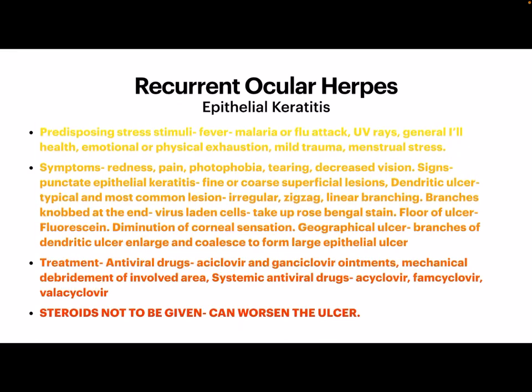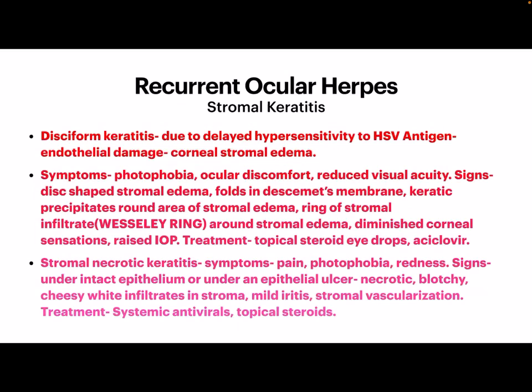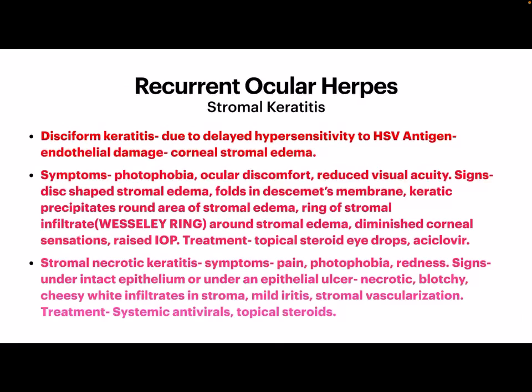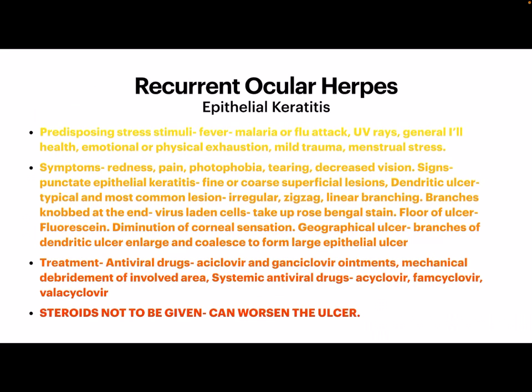Now, each of these conditions, epithelial keratitis, stromal keratitis and metaherpetic keratitis, has different symptoms, signs, and a slightly different way of treatment. So first I will be talking about the epithelial lesions which we see.